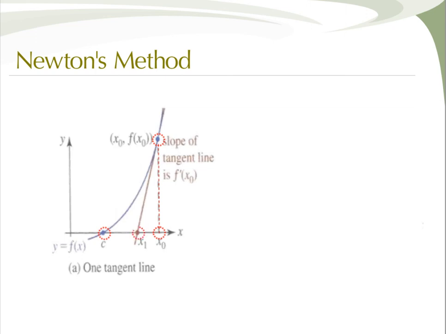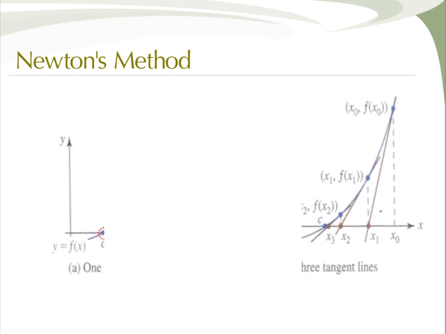Again, do the same procedure. Now, focus on part B of the graph. At the point of tangency, x1 and f of x1, draw another tangent line. The intersection of this tangent line with the x-axis is going to give you another approximation for the zero, which is labeled x2, and so on, until you get very close to the real zero, which is the real solution of your function, c.